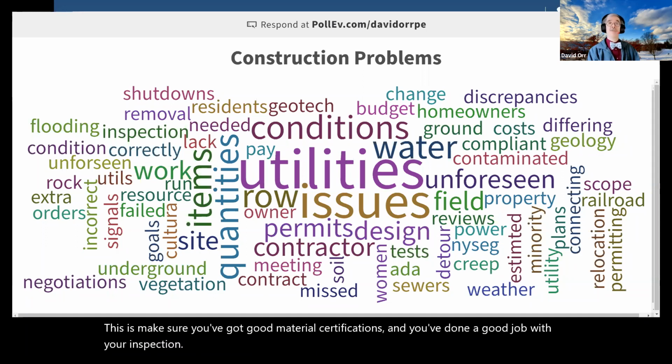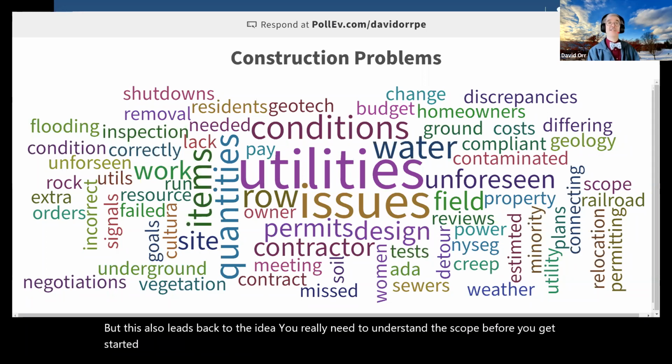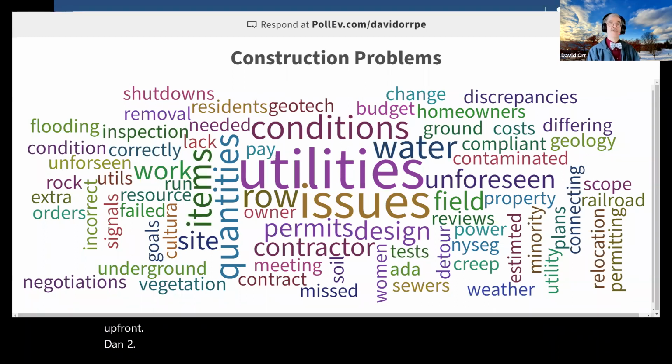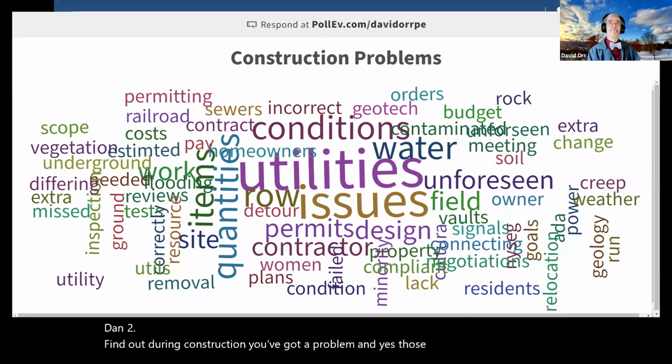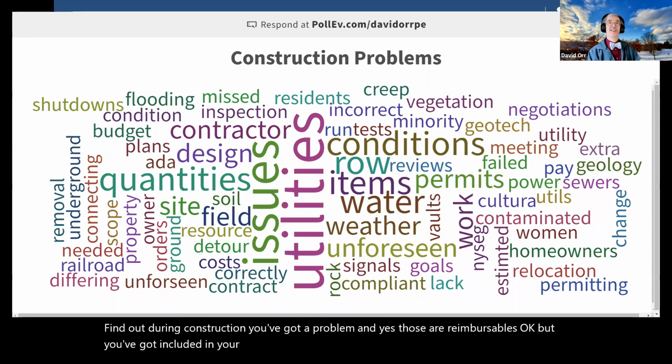But this also leads back to the idea you really need to understand the scope before you get started. And some preliminary investigations are really helpful, good ones, so that you see what's underground. Better to spend a little money up front than to find out during construction you've got a problem. And yes, those are reimbursable, okay? But you've got to include it in your budget, okay? So yeah, all kinds of fun stuff.